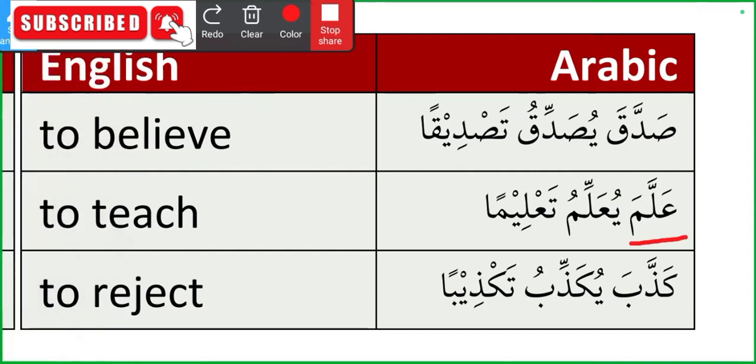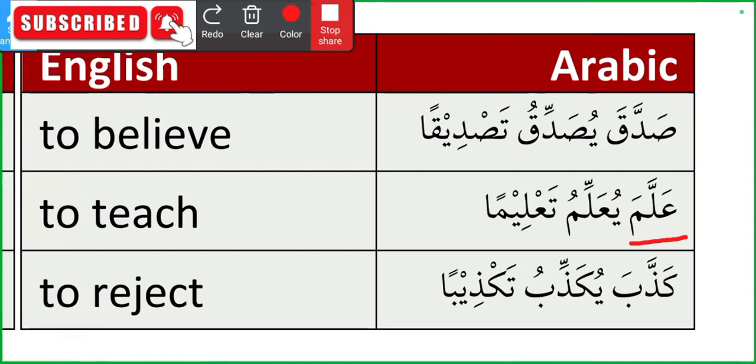Allama, allama, allamu, allamat, allamata, allamna, allamta, allamtuma, allamtum, allamti, allamtuma, allamtunna, allamtu, allamna. Very good. Wait for a moment. Mr. Shamim, please mute your microphone. Thank you. Okay, so it was allama.